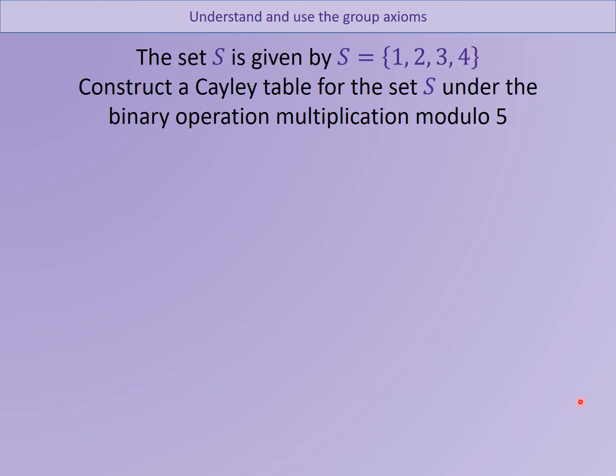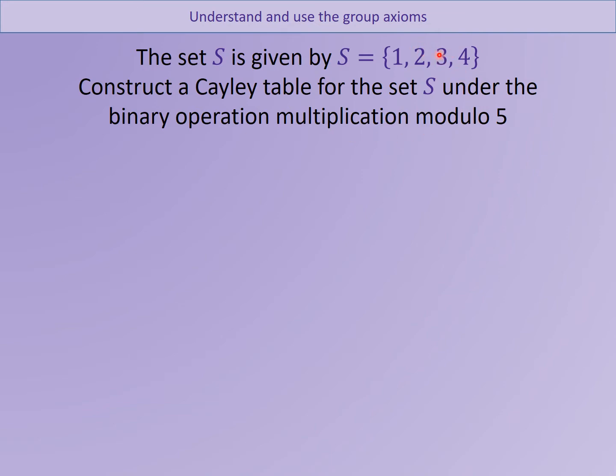A2 Further Maths, Group Theory. Okay, so we've got a set here. The set consists of the numbers 1, 2, 3 and 4. And what I'd like you to do is construct a Cayley table so that you can take any of those numbers, 1, 2, 3 and 4, multiply them by another one of those numbers, 1, 2, 3, 4, under the multiplication modulo 5. So there's a binary operation.